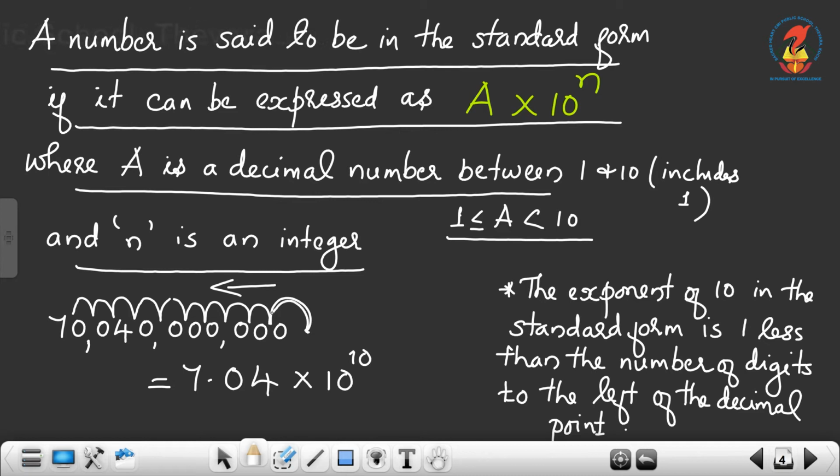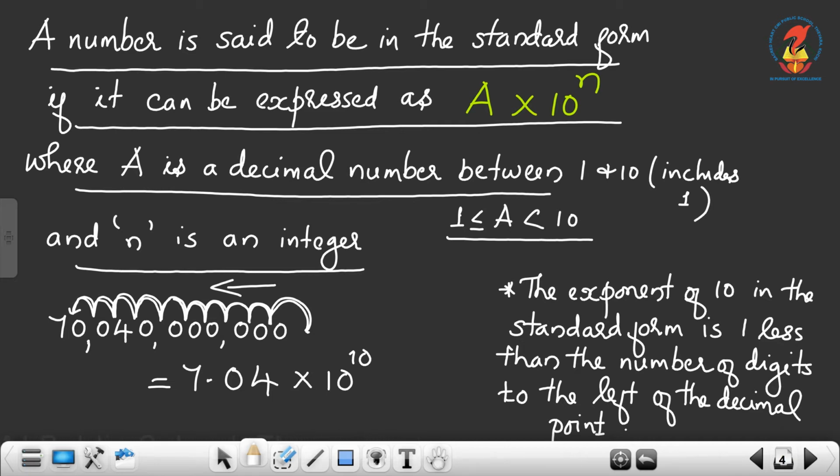So, look at that, 1, 2, 3, 4, 5, 6, 7, 8, 9, 10. Only one digit to the left of the decimal point. So in the standard form, when we write out the decimal number, only one digit to the left of the decimal point. That means the whole number part should consist of only one digit. So the standard form is 7.04 into 10 raised to 10.